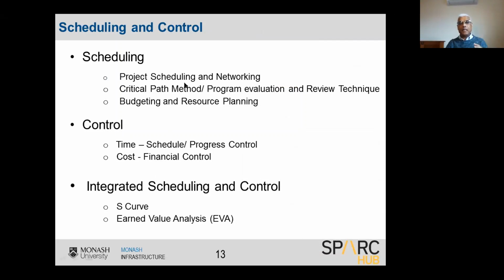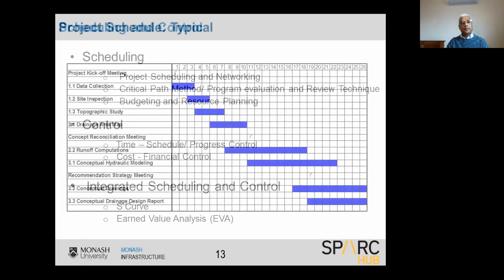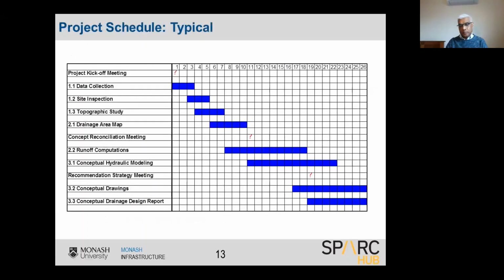And then we'll consider the scheduling measures, the control measures, and then the integrated schedule and control. Integrated schedule of time and cost control based on two aspects, S-curve and earned value. That's the idea of today's discussion. First, a typical schedule.